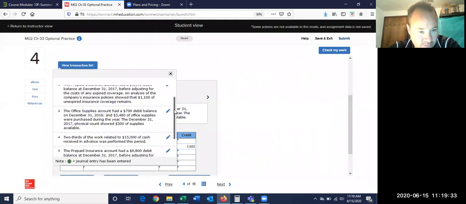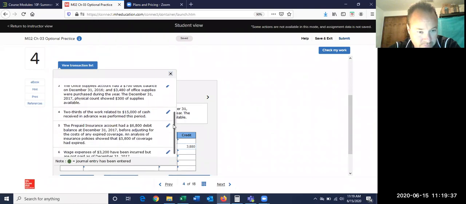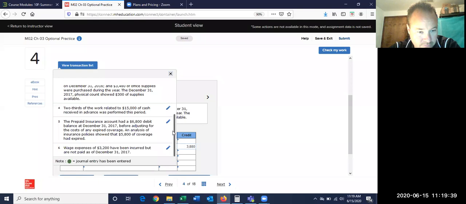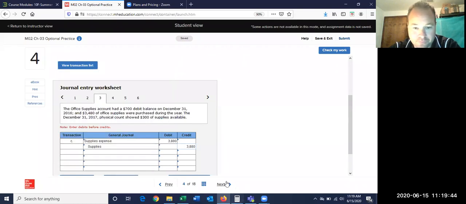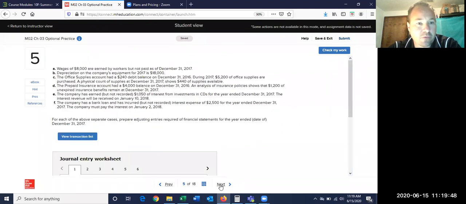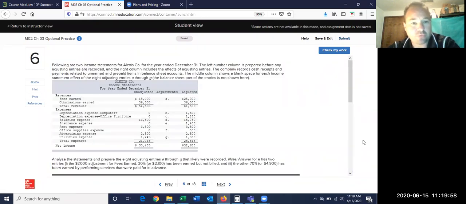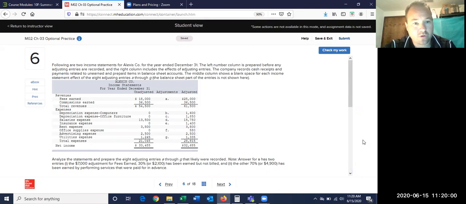Let's see if there's any other harder ones. All the rest of them, I think you can get. All right, so let's go on. Number 5 is very similar to number 4. I think you should be able to get those. So this is just a lot of practice if you want to keep practicing. All right, number 6. This one is a little tougher, so we're going to go through this one.